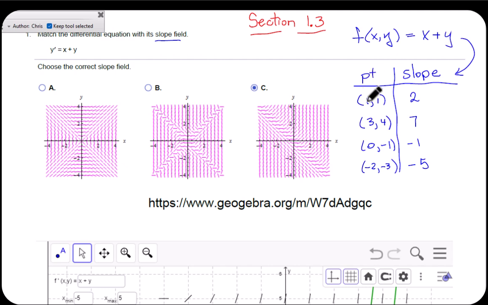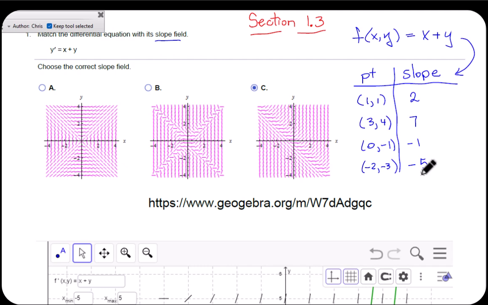And so if you picked a particular point, that place in the plane would have a slope, namely the sum of the two coordinates. So minus 2 added to minus 3, and I would have a slope at that particular point of minus 5.